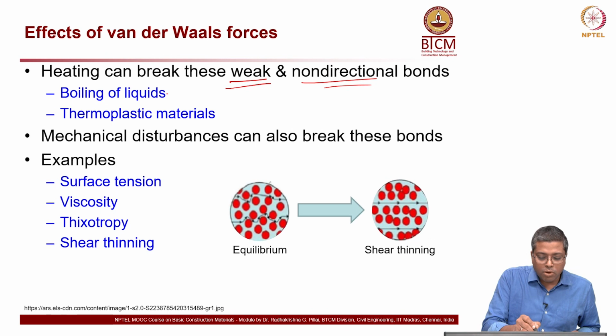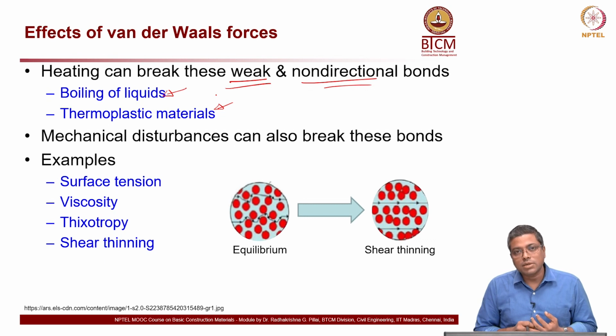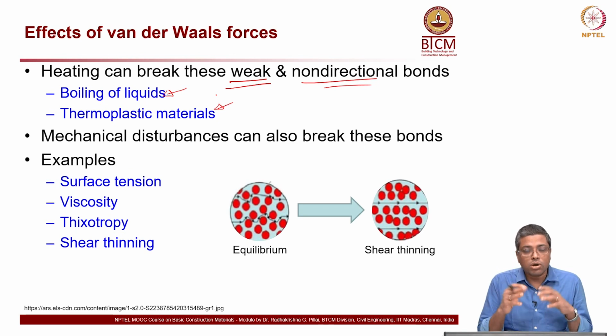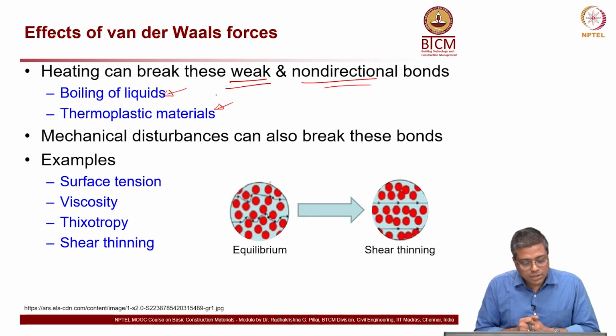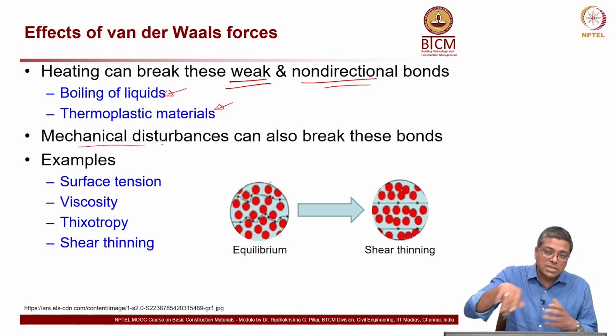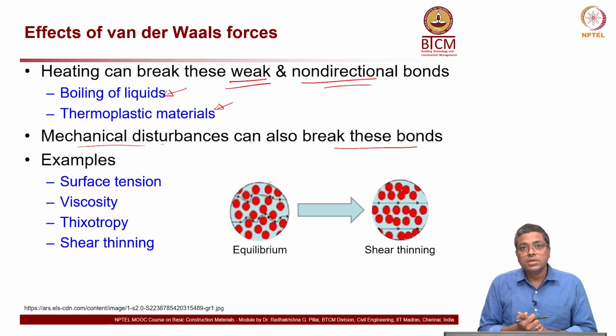Okay. Now, this is what happens while boiling a liquid, and also in the case of plastics. When you heat the plastic, it starts flowing, and flowing means permanent deformation, which is happening because of the breakage of these weak bonds. Also, mechanical disturbances, let us say you are mixing something, in the case of thixotropic materials, can also lead to breaking of these weak bonds.